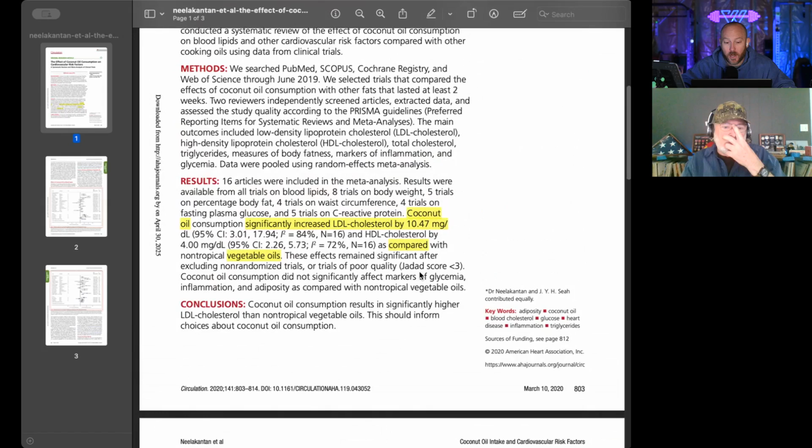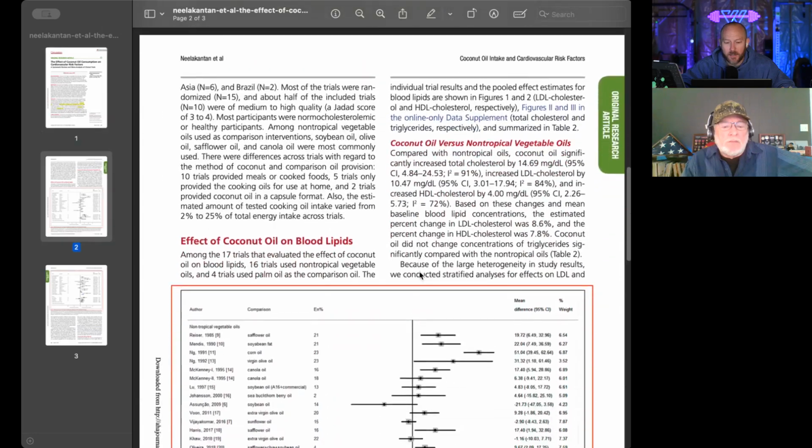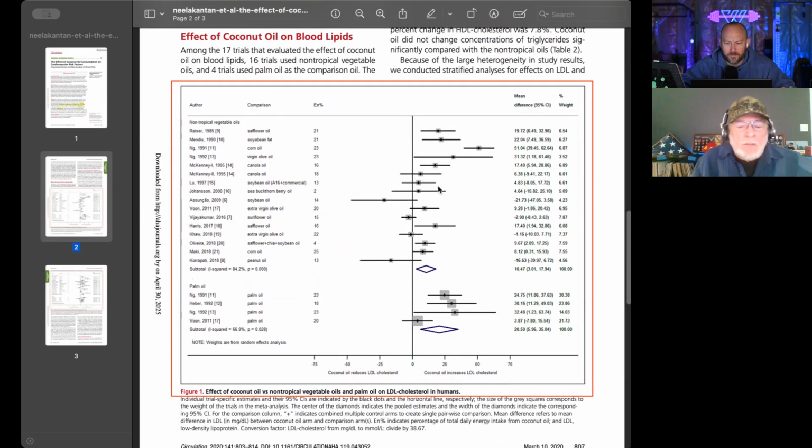And in this trial here, they found that coconut oil significantly increased LDL cholesterol by 10.5 milligrams per deciliter compared to vegetable oils. And interestingly, in this trial, so we can see here on the right-hand side of the null line, so our zero line right in the middle, we have coconut oil increases LDL cholesterol on the right, and we can see the vast majority of these, this is a meta-analysis, not a trial.